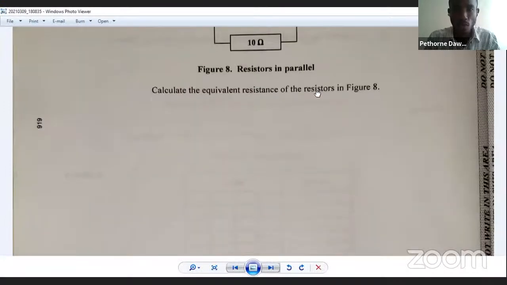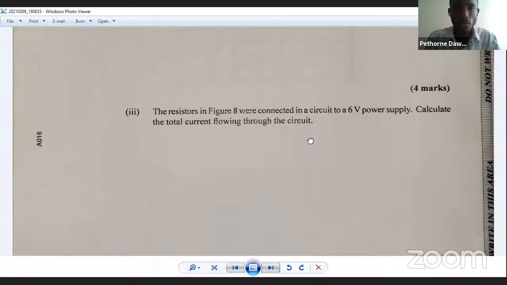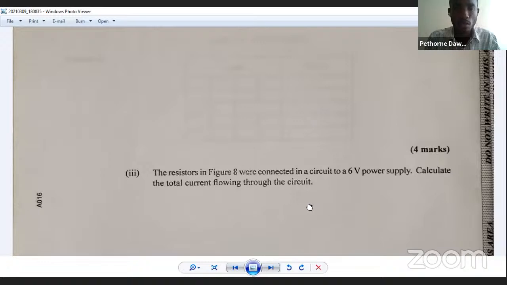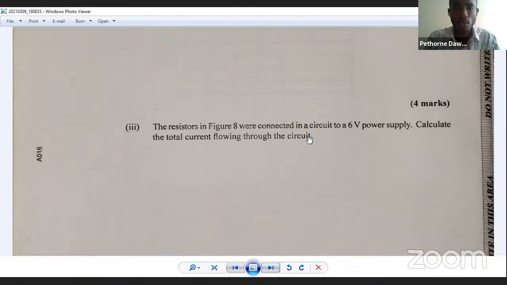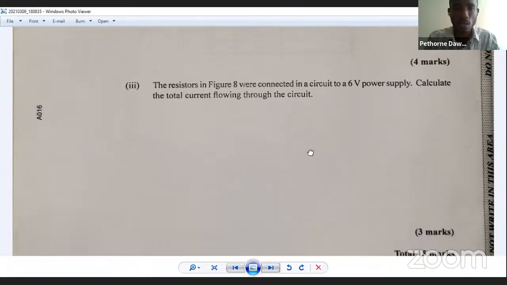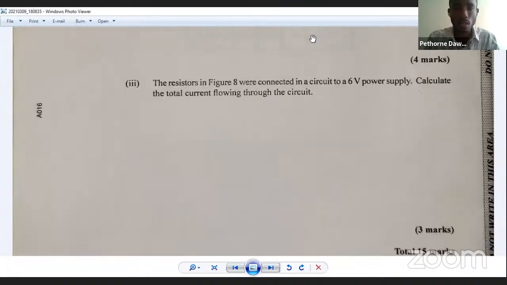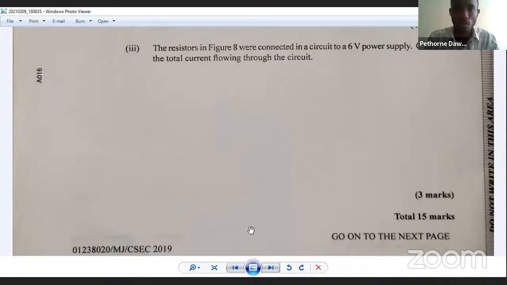Right, so we have found that the resistors in figure 8, which is the one with the parallel connection, were connected to a circuit with a 6-volt power supply. Calculate the total current flowing through the circuit. This now requires Ohm's law. Can anyone recall what Ohm's law equation is?